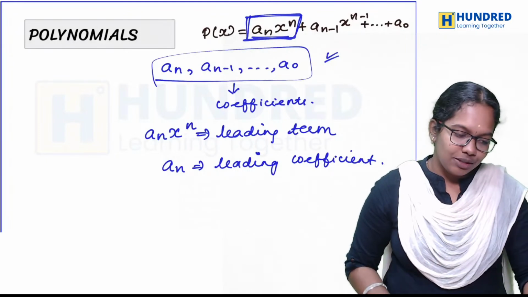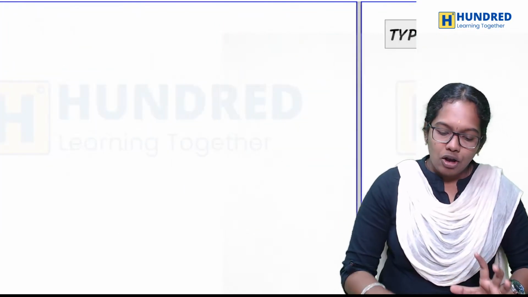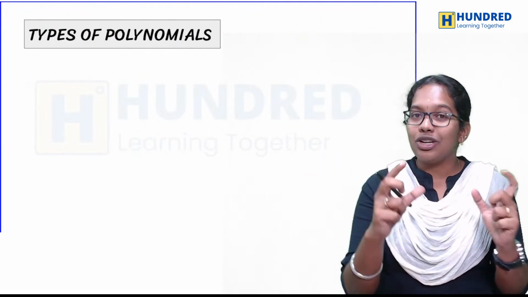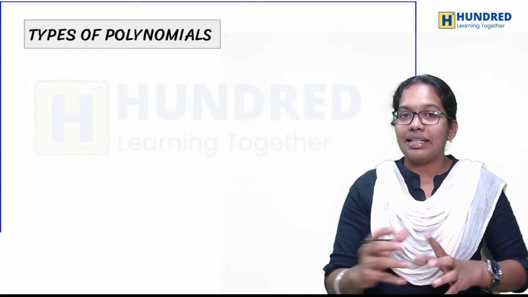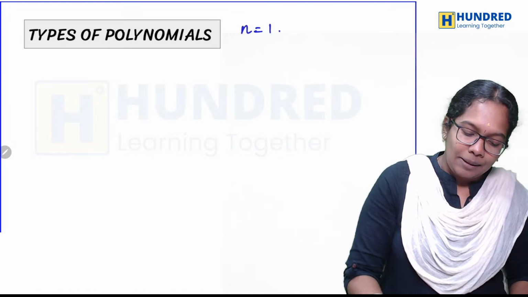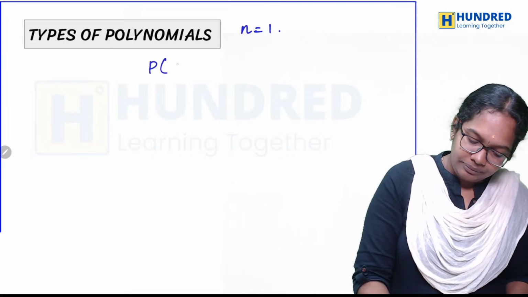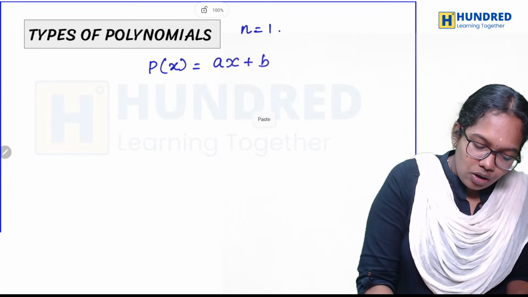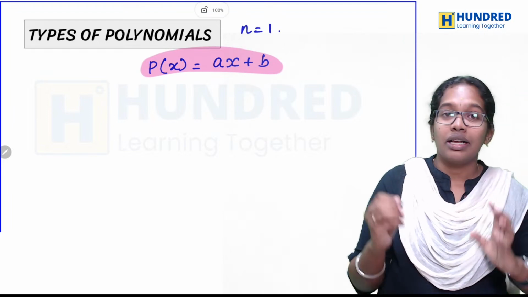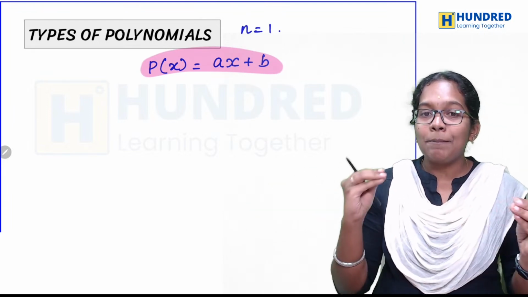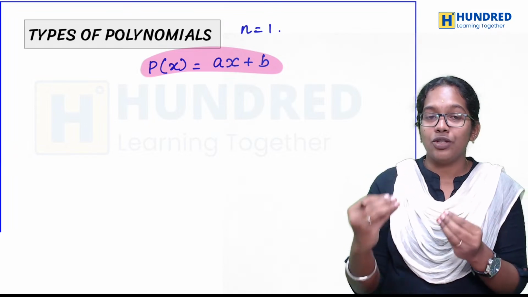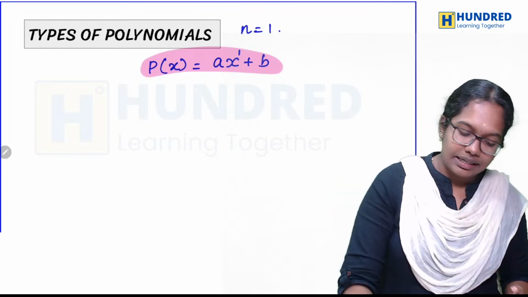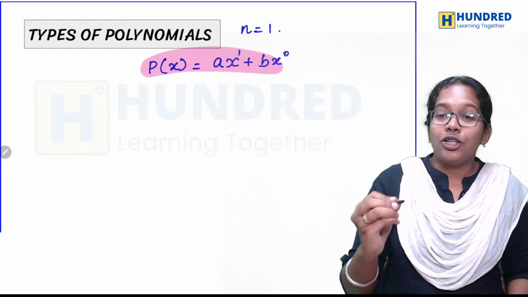Now let's move on to the actual types of polynomials. Types of polynomials actually depend upon the value of n. We know the general format. In the general format, if you substitute n is equal to 1, then p of x will be of the form ax plus b. What is this called? Here the power is 1, so it is a x power 1 plus b into x power 0.